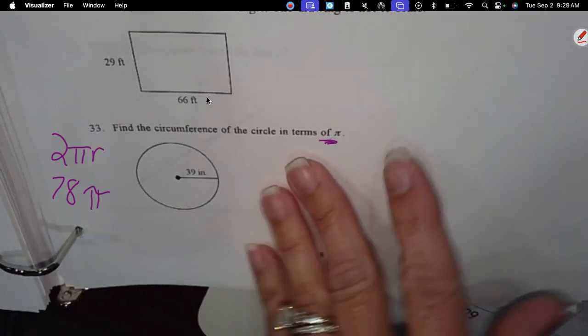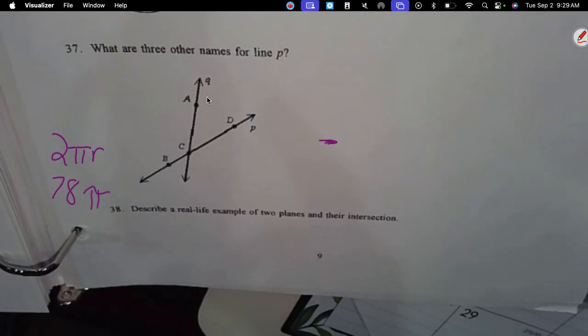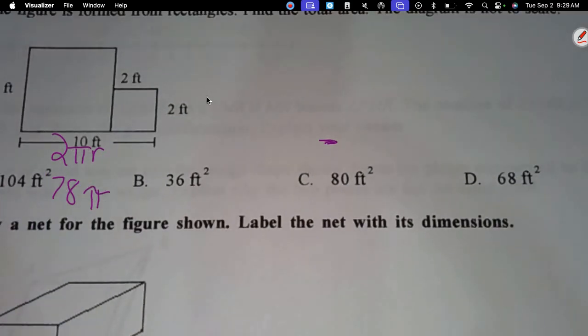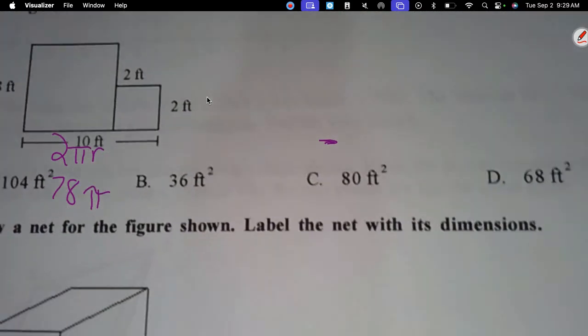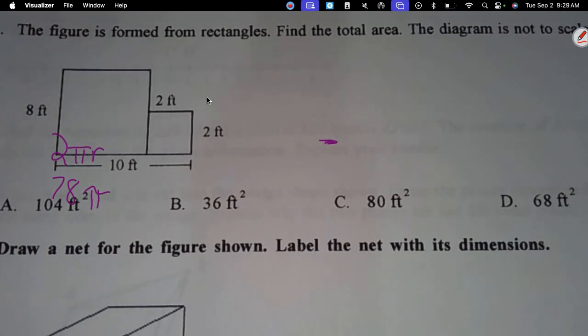That's what it should be. Okay, next one on there. 34. Okay, this one is area. How do you find the area? Area is length times width. So let's find the area of this smaller one. What is 2 times 2? 4. Okay, this one, what is the length of this one?